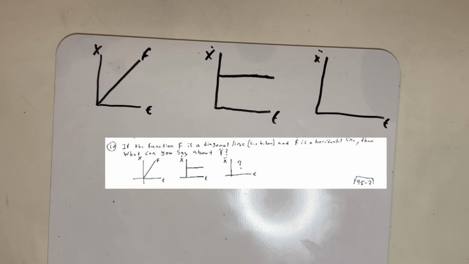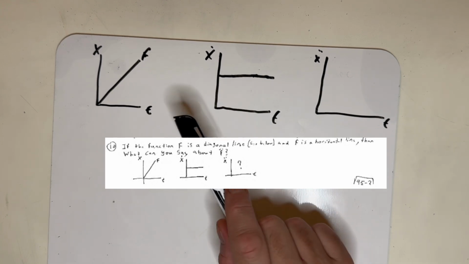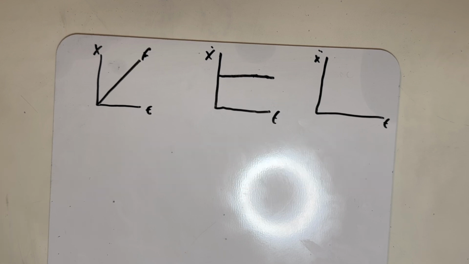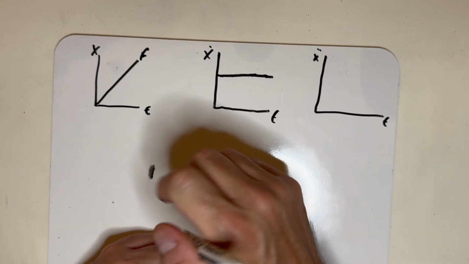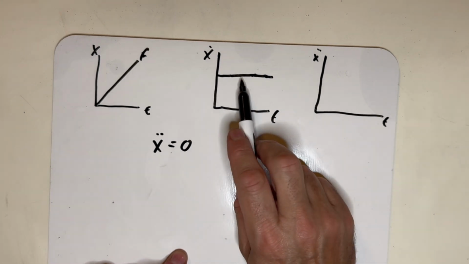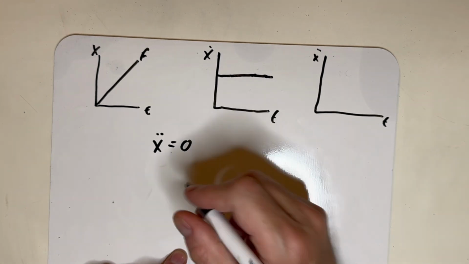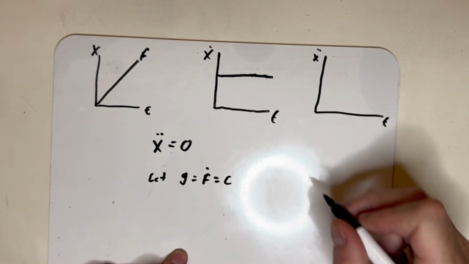Okay, problem number 10. Problem number 10 says if the function f is a diagonal line and f dot, or x dot, is a horizontal line, then what can you say about f double dot, which I wrote as x double dot here? So the answer quite simply is x double dot is equal to 0. Why? Well, because the slope of x dot is horizontal, and the slope of a horizontal line is 0. So if I were to let g equal f dot this time, and that's equal to a constant, right?